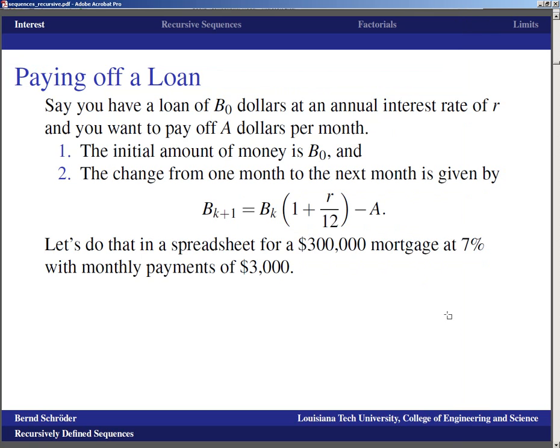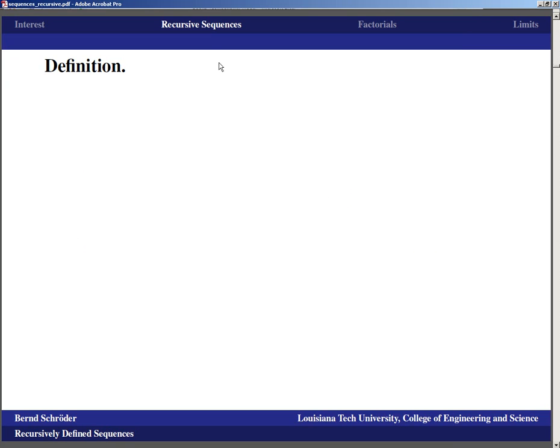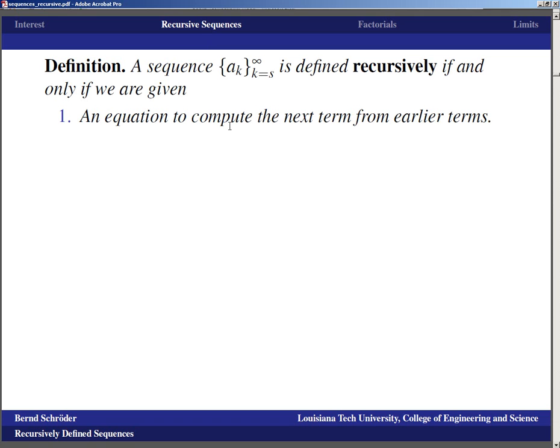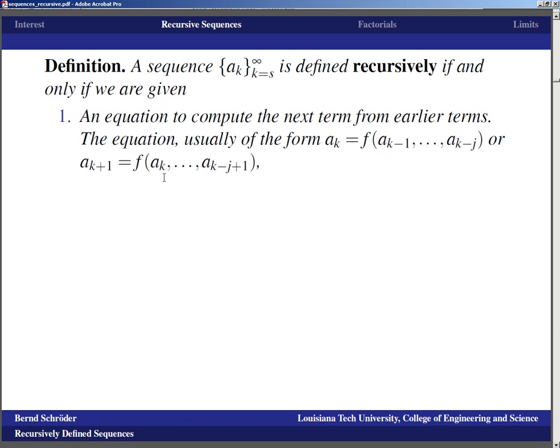All right, aside from this kind of personal philosophy, the mathematical definition that underlies the whole thing is that a sequence is defined recursively if and only if we are given an equation to compute the next term from earlier terms, and that equation is usually of the form a_k equals some function of a_{k-1}, a_{k-2}, all the way through a_{k-j}. It could be that the recursion reaches back farther than just the previous term. It could reach back to the previous 2 terms, previous 3 terms, and so on. Or a_{k+1} depending on f of a_k, all the way down to a_{k-j+1}.